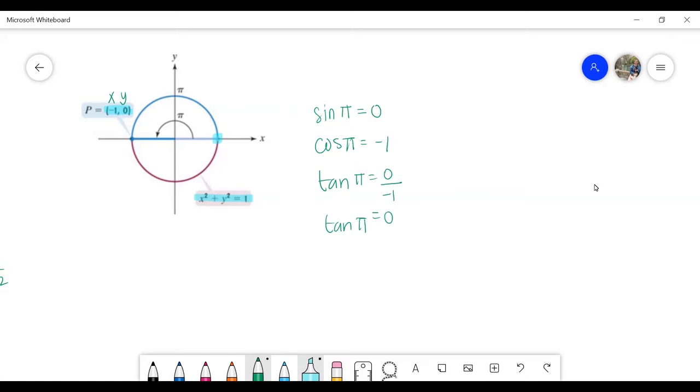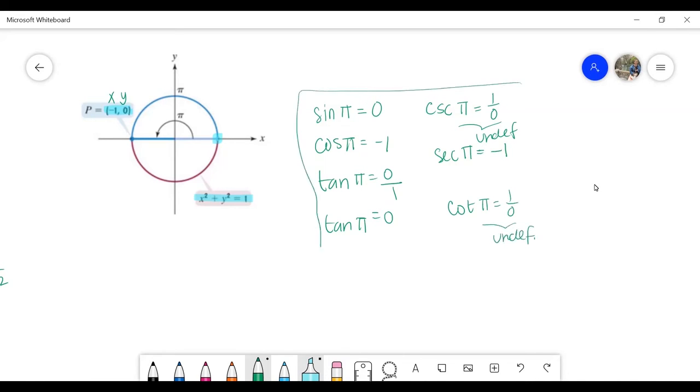Okay. You've got cosecant pi. This would be 1 over 0 unofficially, right? Which means that this would be undefined, right? Secant of pi would also be -1. That's its reciprocal, right? And cotangent of pi would be 1 over 0, again, undefined. Okay, so there are your 6 trig functions.